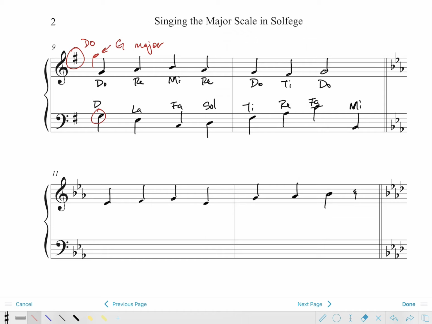Did you correctly identify the key as E flat major? The second to last flat was E flat. Therefore, this is E flat major. That means that all of the E flats in the excerpt are going to be do. Did you figure out the other syllables?